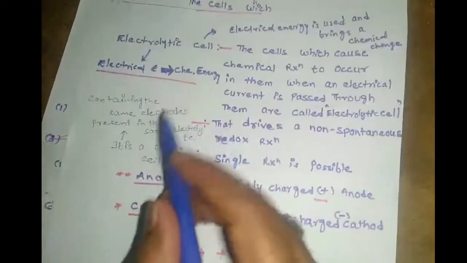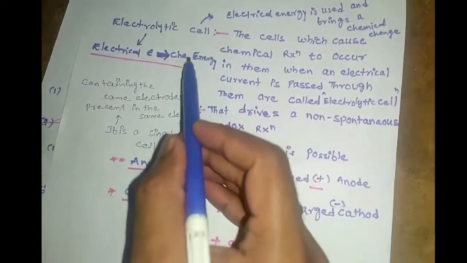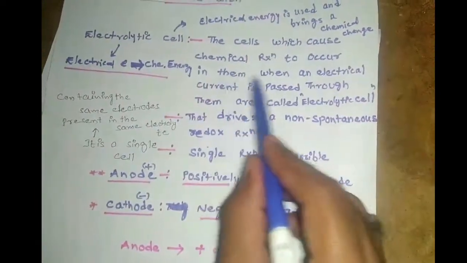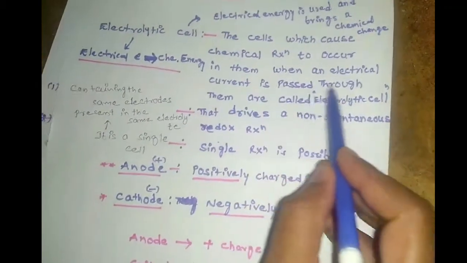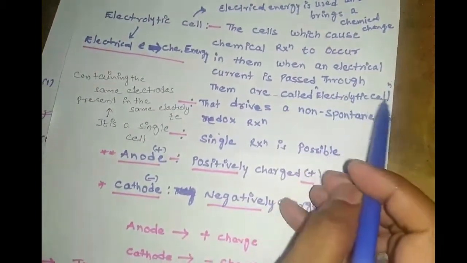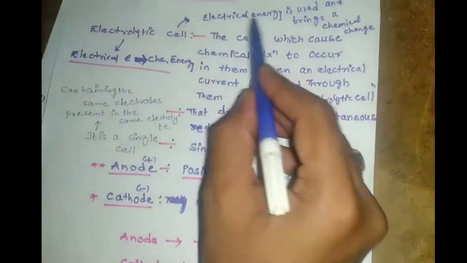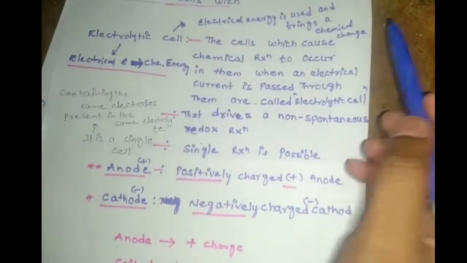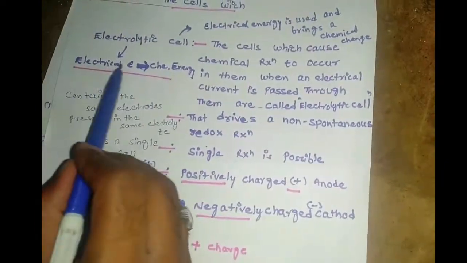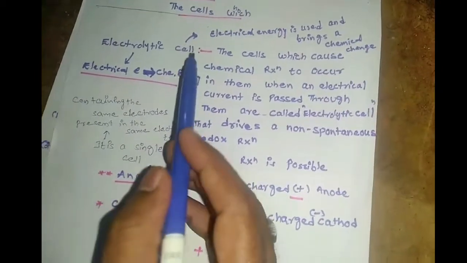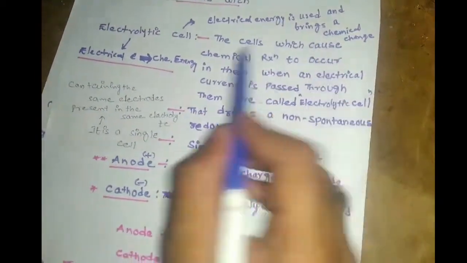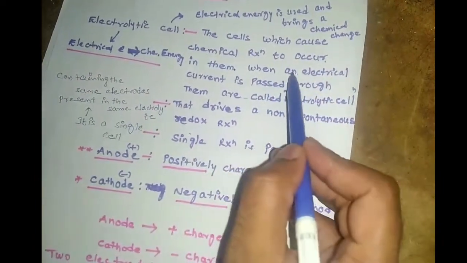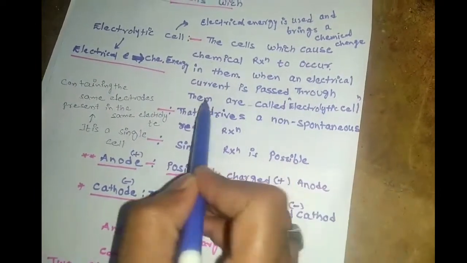I go to the brief explanation about the electrolytic cell. The cell which causes chemical reaction to occur in them when an electrical current is passed through them is called an electrolytic cell. So electrical energy is used and brings a chemical change. And next here, see, electrical energy is converted into chemical energy. So finally, the cell which causes chemical reaction to occur in them when an electrical current is passed through them.